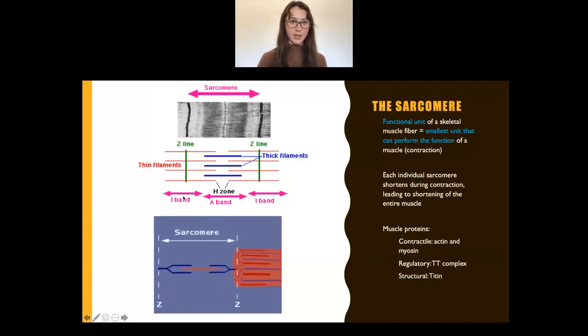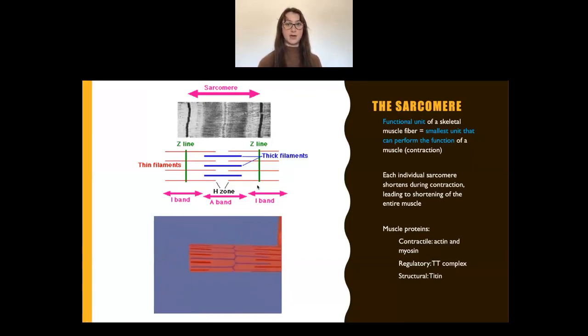You don't need to know the I band, H zone, A band, any of that stuff. You just need to know where the Z line is, which normally is that squiggly Z looking line. But anyway, the sarcomere is going to be the functional unit of a skeletal muscle fiber. So we know that a functional unit is the smallest unit that can perform the function of whatever thing we're talking about. So within muscle, the sarcomere is the smallest unit that can perform a muscle contraction.